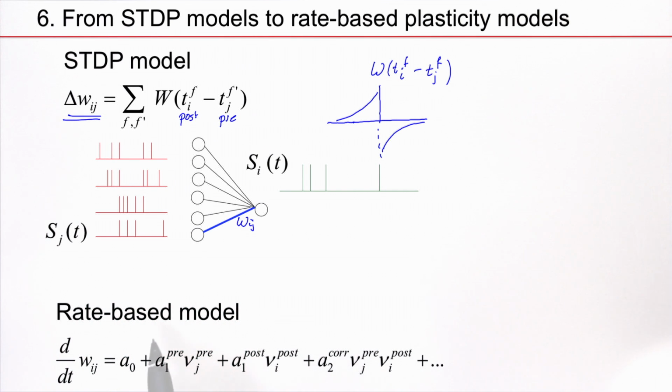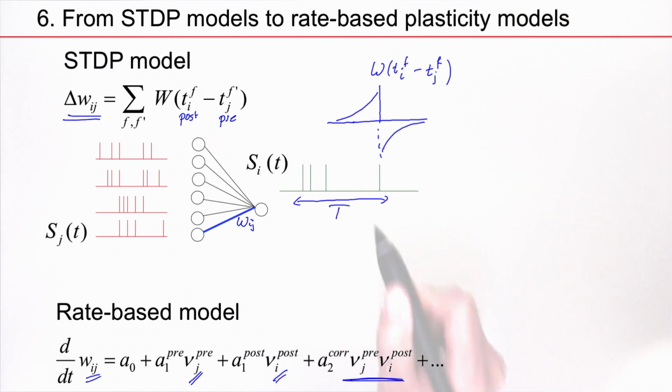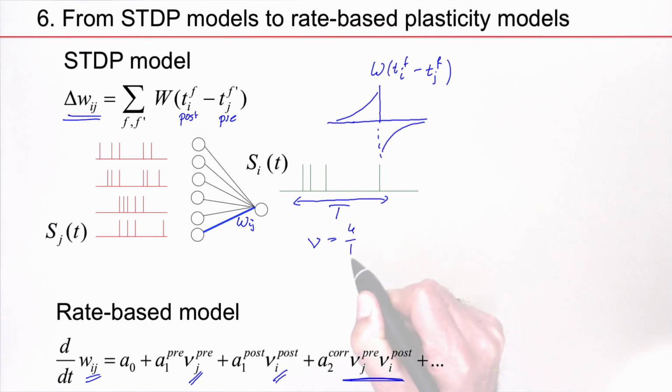Now let's also look back at rate-based models. In rate-based models, we also looked at the weight change of this connection, but we described it with rates: presynaptic rate, postsynaptic rate, joint pre- and postsynaptic rate. Now what's the rate again? The rate is a spike count in a short time window, T, and so in this case I would have 4 spikes in this window T, and that's a definition of the rate. So the rate, if you want, is a temporal average over spikes or an expectation to find a spike.